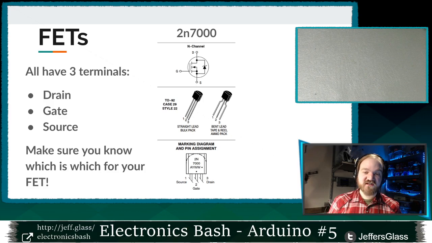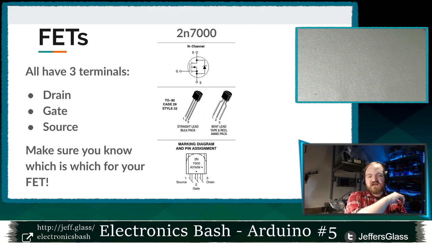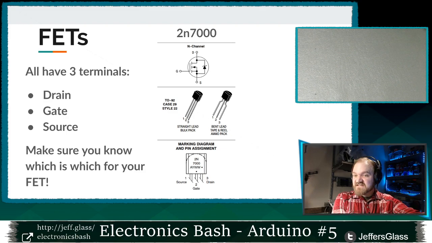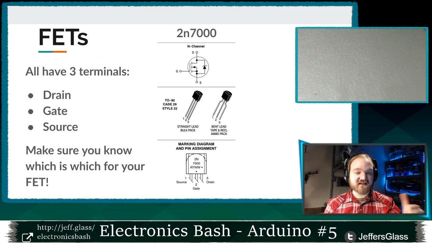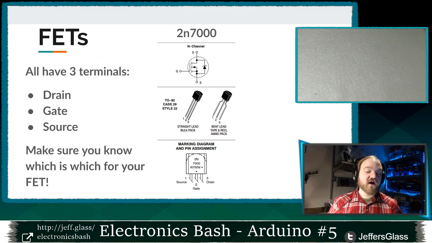Much like a bipolar transistor, all FETs have three terminals, and they have their own names. They have a drain, a gate, and a source. Much like our bipolar transistors had a collector, base, and emitter, FETs have a drain, a gate, and a source. Make sure, as always, that you know what pins on your FET are connected to which, so you don't cause unfortunate fires to happen. Check, and double check.